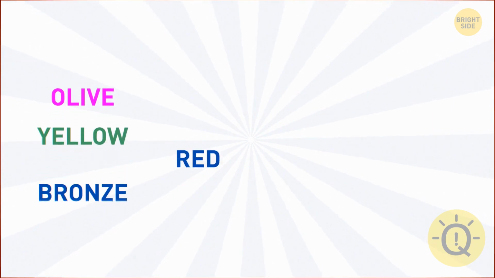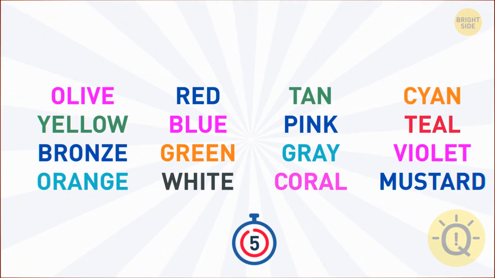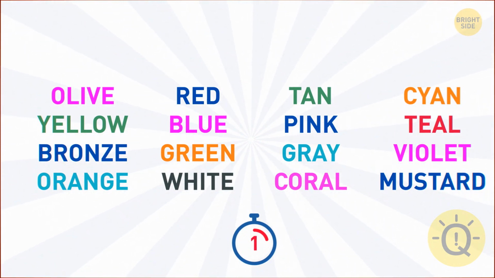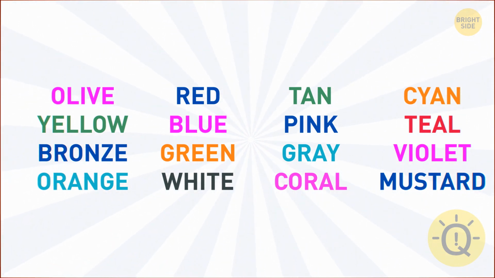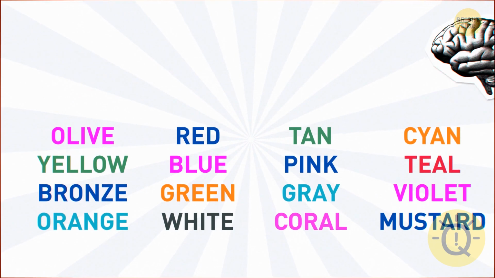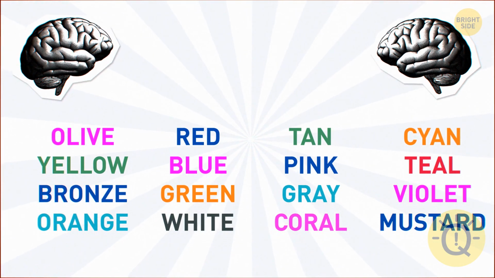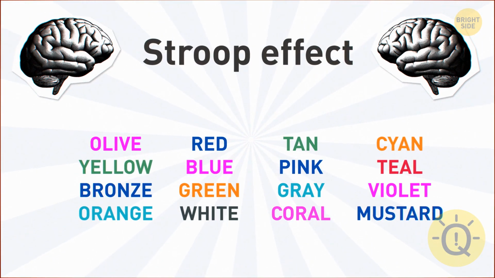Here's an easy one for you. Try to quickly say the color of these words. Hey, it takes forever to focus on the colors without reading them. The right half of your brain is trying to name the colors, and the left half is trying to make you say the words. This is known as the Stroop effect, and it's used as a test for jobs where concentration is a must.